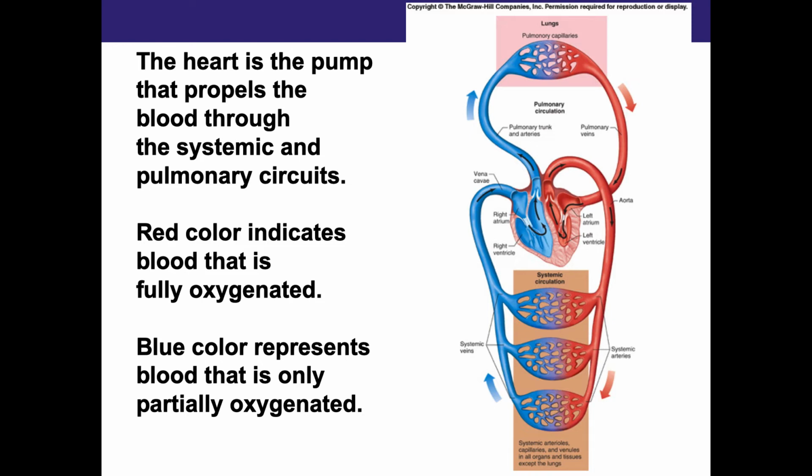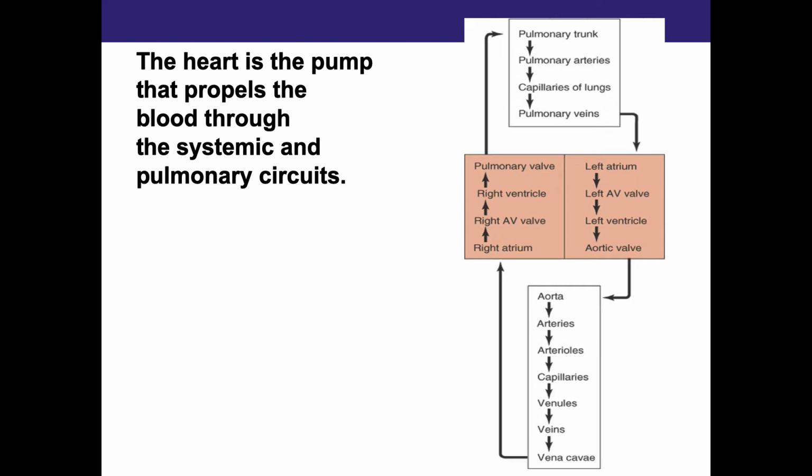The blue color represents the partially oxygenated blood. Really, deoxygenated blood is only depleted of about 25%. So still, with deoxygenated blood, 75% of those oxygen binding sites still have oxygen bound. Okay? All right. So these are the tubes in series with each other. Like I said, we'll go through this again when we get to circulation. You have to have a pump, you have to have a set of tubes, and you have to have fluid.